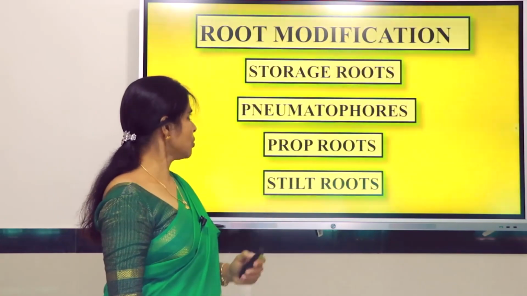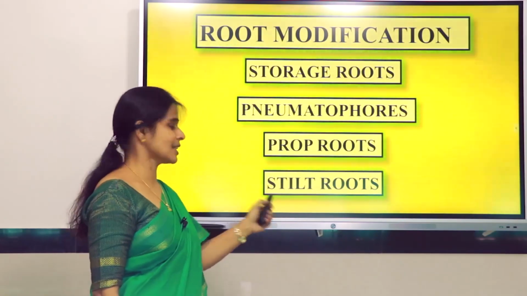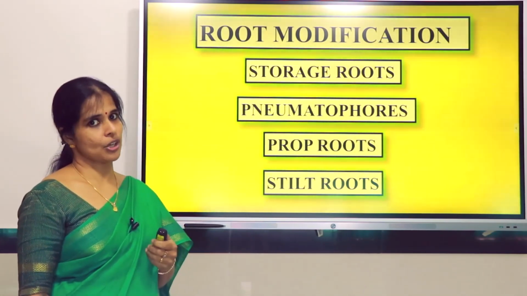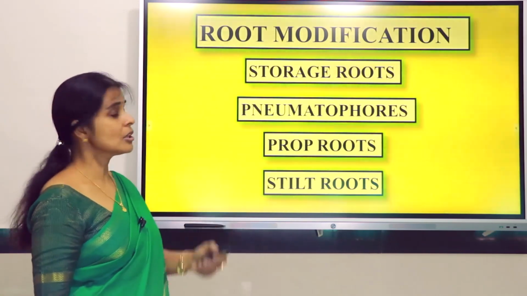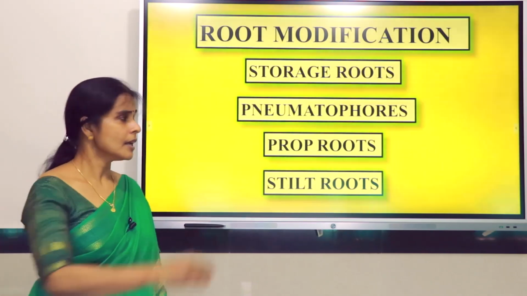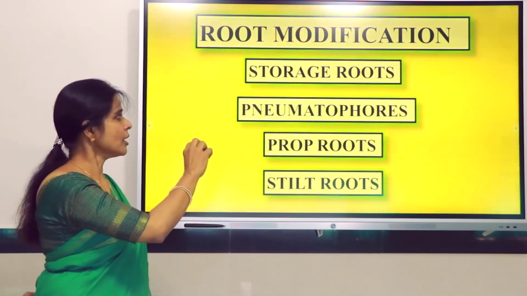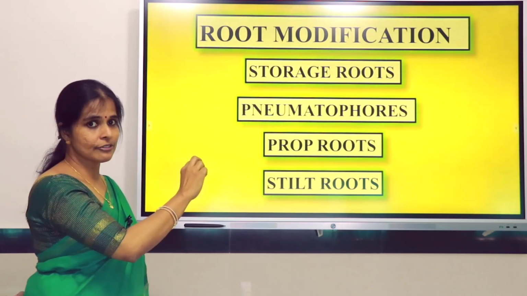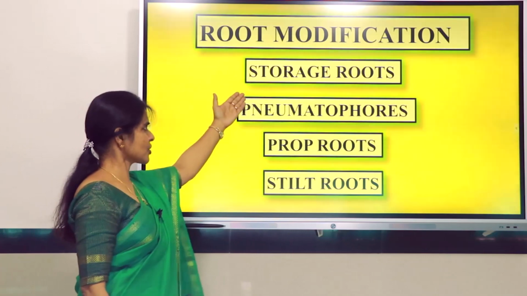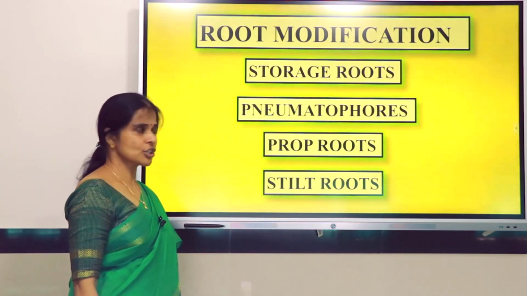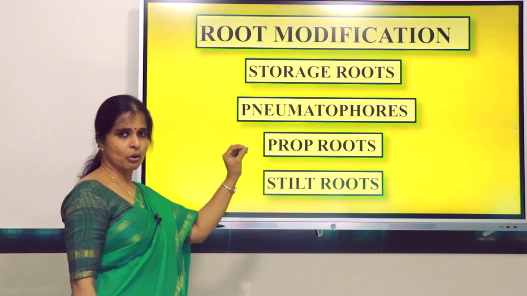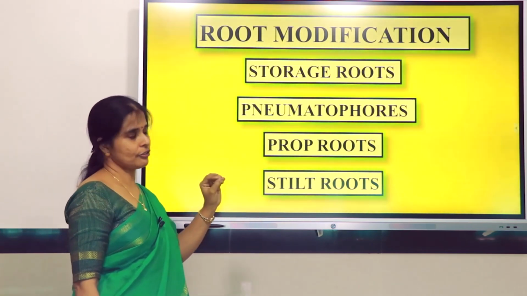Other than that, sometimes roots undergo certain functions by undergoing certain modifications, which we call root modification. Root modification is normally done for performing certain functions in certain plants. Basically, one function is storage of food, known as storage root, and the roots are modified in such cases for the storage of food.